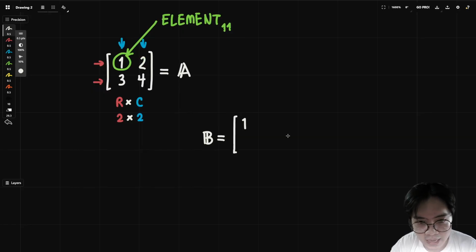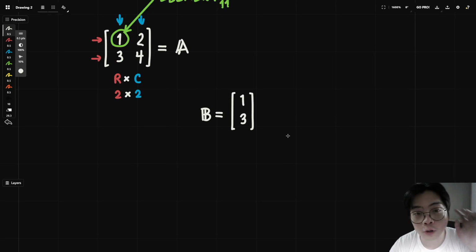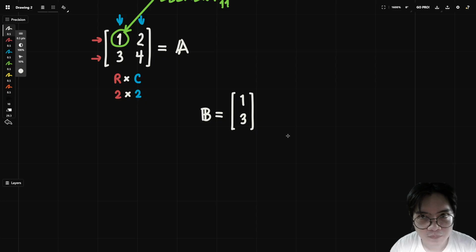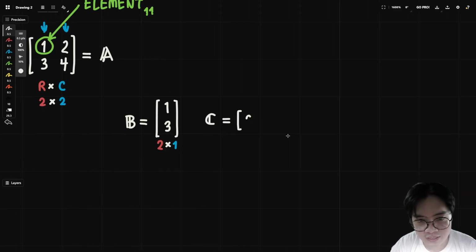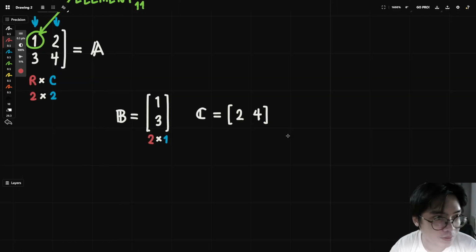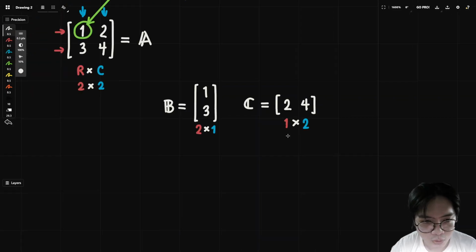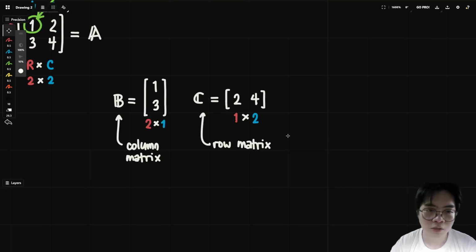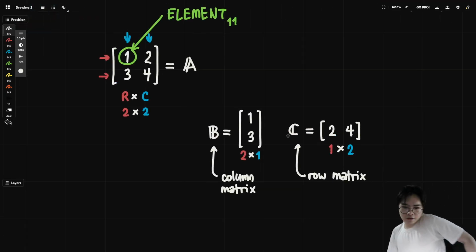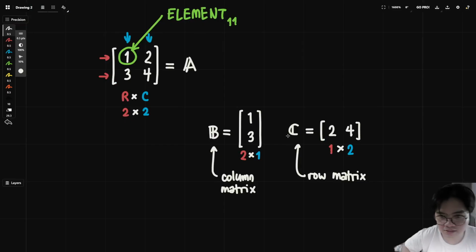Let's say we have the matrix B as 1 and 3. Because it has only one column, this is what we call a column matrix. It's something by 1, so in this case this is 2 by 1. And let's say we have here matrix C, which is just 2, 4. This is, of course, going to be what we call a row matrix. So we have a column matrix, and then here a row matrix.